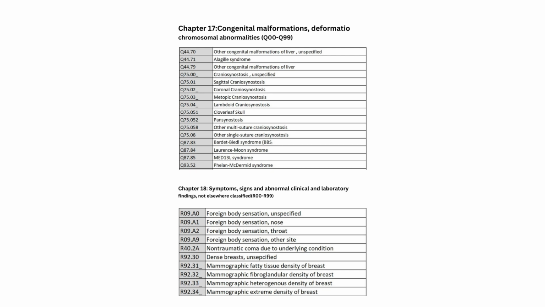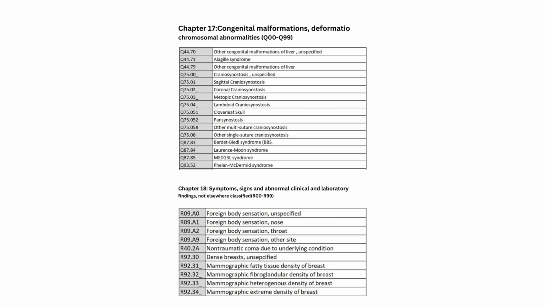Chapter 18. This year we have introduced many codes for foreign bodies entering through orifice. We will discuss these in our external cause codes. However, we also have codes for the situation where we feel like there is a foreign body present but there isn't one. These codes are included in our chapter 18 and are specific to sensation of foreign bodies in the nose, throat, and other areas.